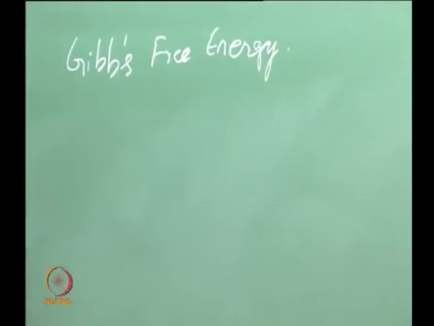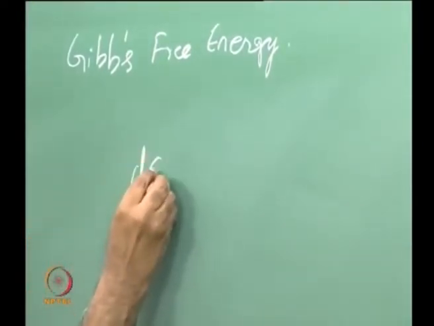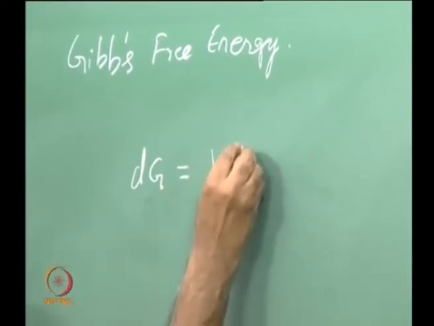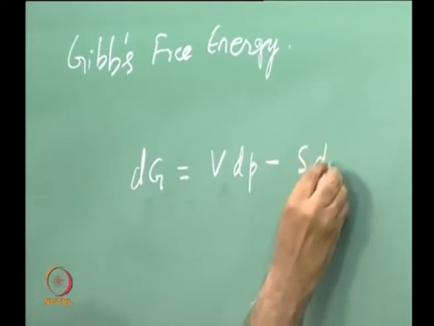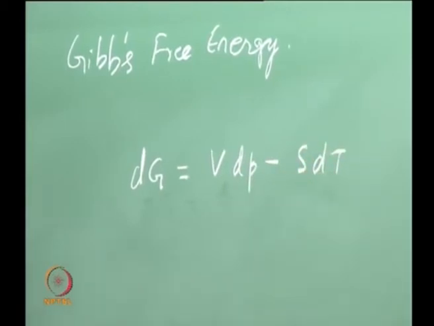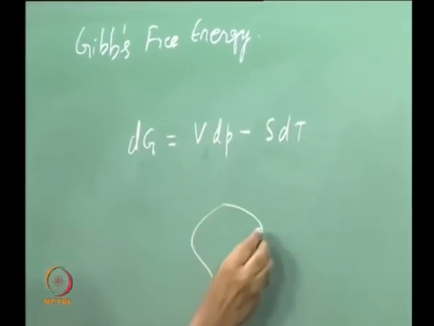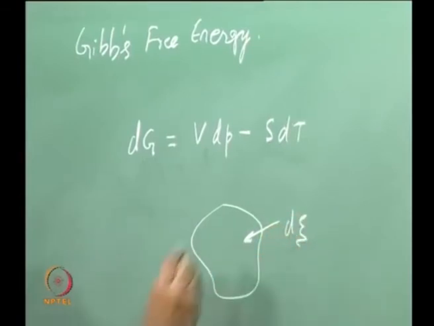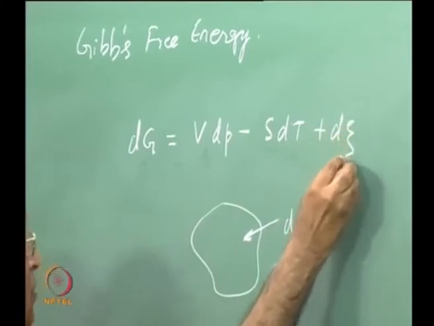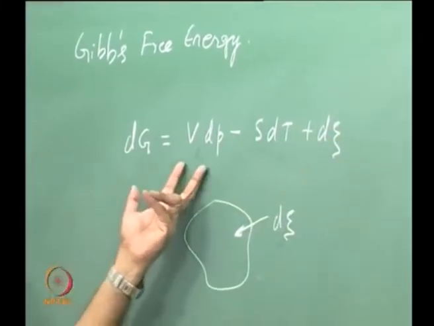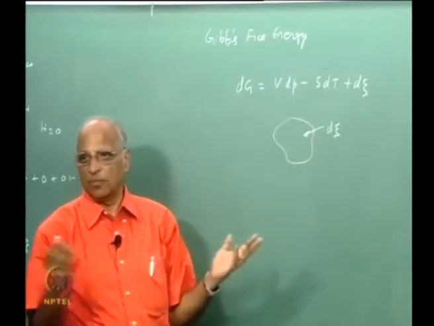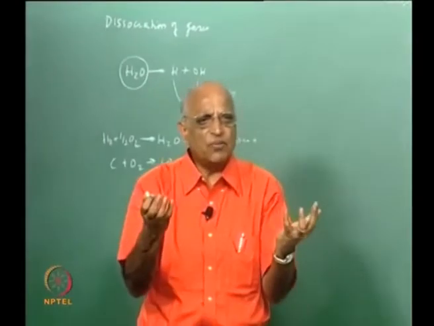And what did we find out? We found that dG, that is the change in Gibbs free energy, was equal to VdP minus SdT. And we also asked ourselves some question. Supposing I have a system in which not only does PdV work, but I do some work on the system, and this work was d zeta, then I got the equation as the change in Gibbs free energy is equal to VdP minus SdT plus the incremental or the non-PdV type of work. And it is this non-PdV type of work that we are looking at.